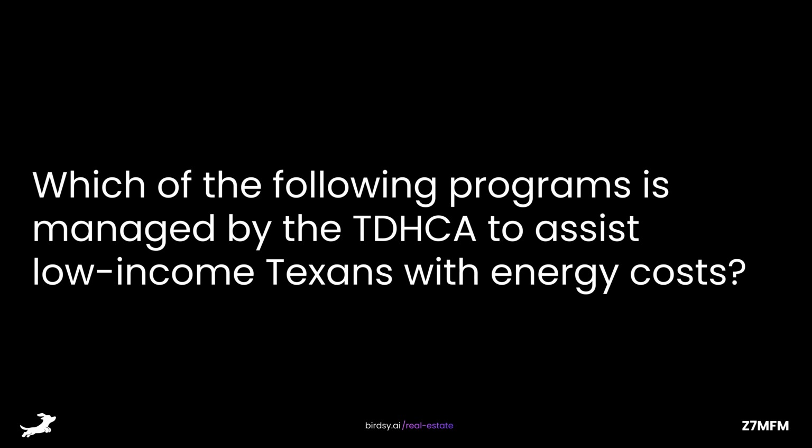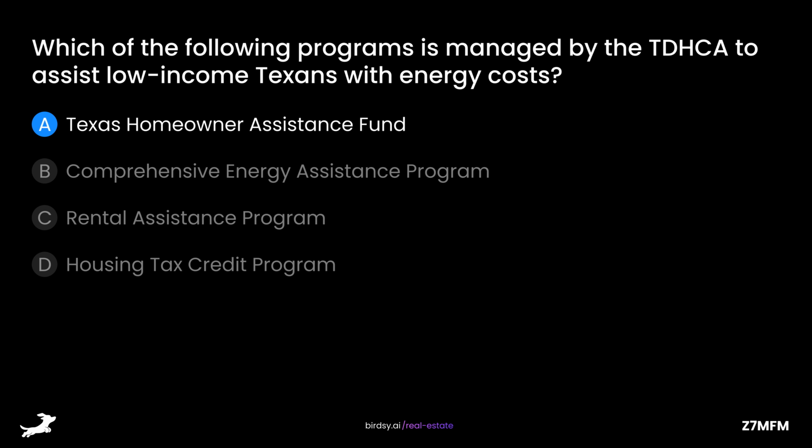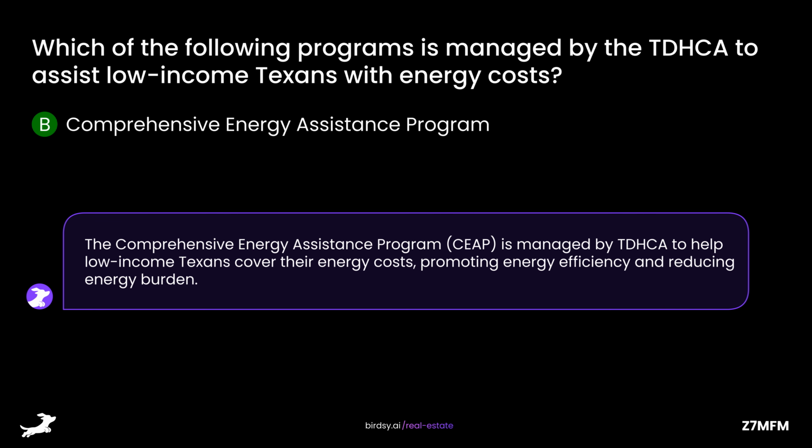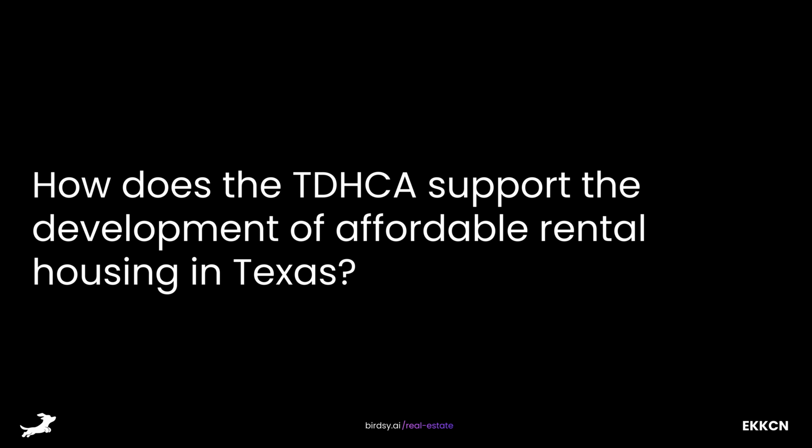Which of the following programs is managed by the TDHCA to assist low-income Texans with energy costs? Is it A, Texas Homeowner Assistance Fund, B, Comprehensive Energy Assistance Program, C, Rental Assistance Program, or D, Housing Tax Credit Program? The answer is B, Comprehensive Energy Assistance Program. The Comprehensive Energy Assistance Program is managed by TDHCA to help low-income Texans cover their energy costs, promoting energy efficiency and reducing energy burden.